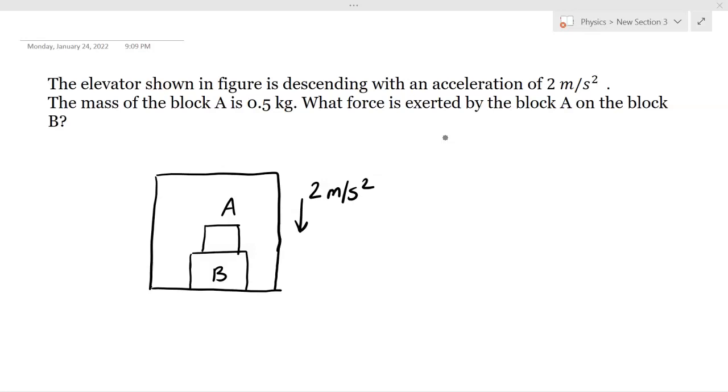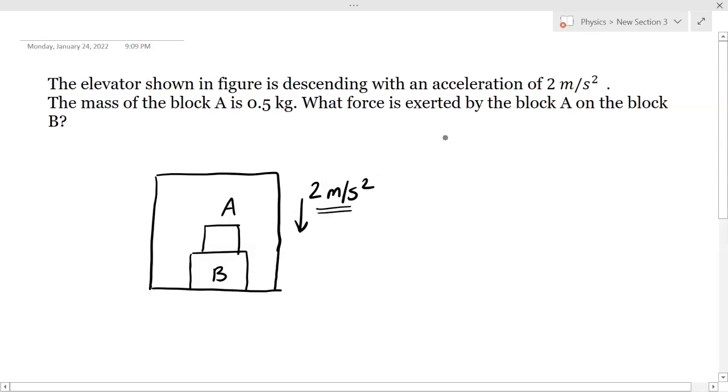Okay, so we are given this system and there is an elevator over here. In this elevator there are two blocks, this block B and this block A, and this elevator is descending with an acceleration of 2 m/s². Now what we have to do is find out the force exerted by the block A on the block B. So let's write down our free body diagram.